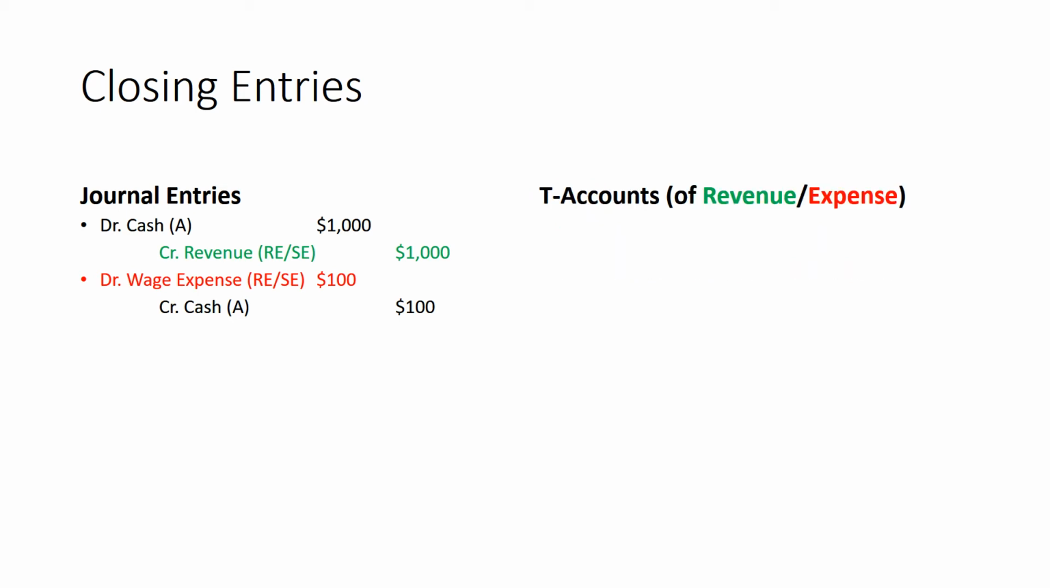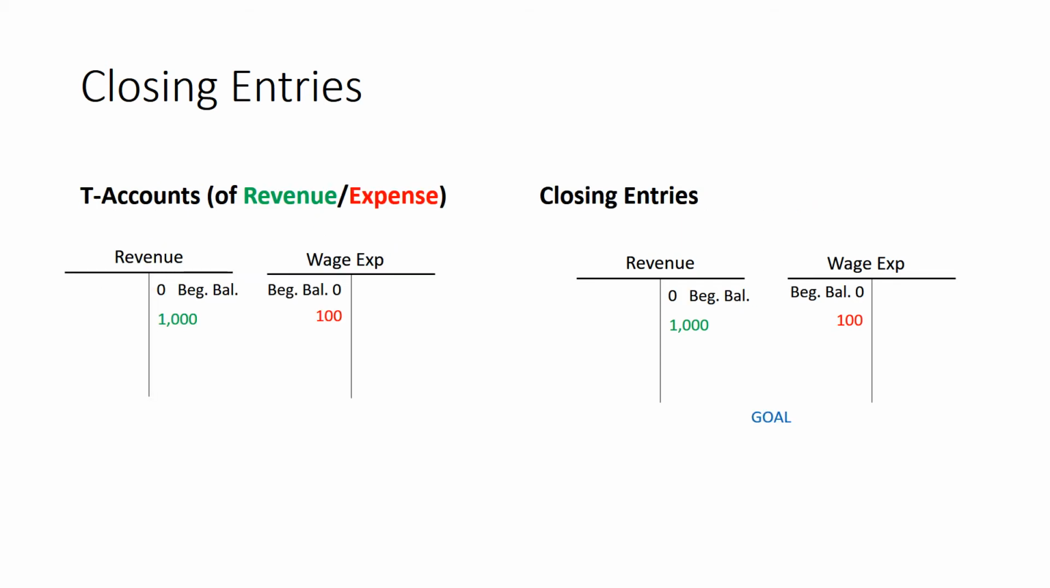But before we do so, let's look at their T account representations. Revenue increases the net income, which means it increases retained earnings and shareholders' equity, hence its beginning balance is on the right-hand side. And we credit it by $1,000. Wage expense reduces net income, which means it reduces shareholders' equity, so the beginning balance is on the left-hand side, and we debit it by $100. Our goal is that for both the revenue and wage expense, their ending balance should be zero.